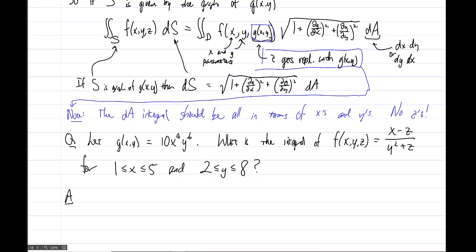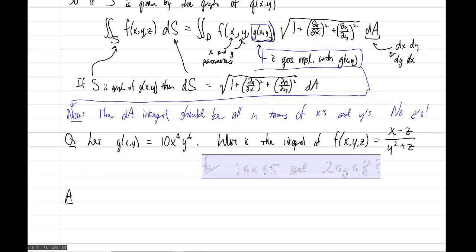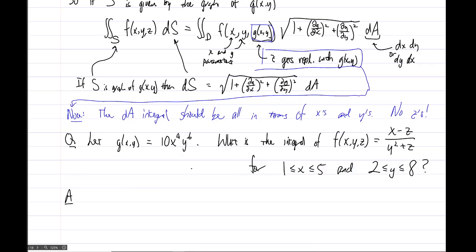So since we're talking about... let's clarify a little more. This language is a little vague. Okay, so let's just say, what is the integral of f equals that fraction? There's a function f over the surface, capital S, given by z is equal to g of x comma y for 1 less than or equal to x less than or equal to 5 and 2 less than or equal to y less than or equal to 8. Okay, that makes things clearer.